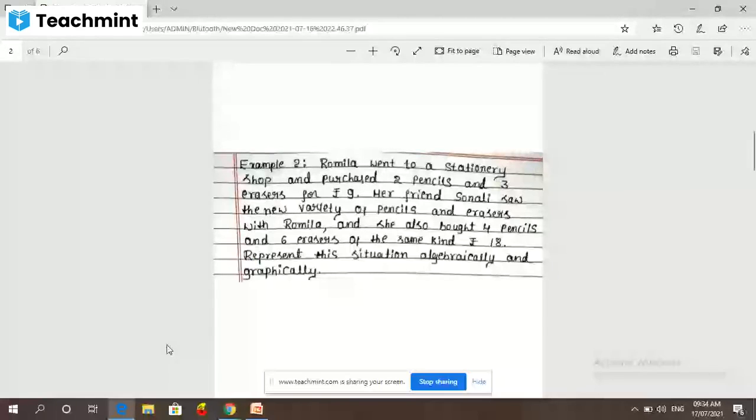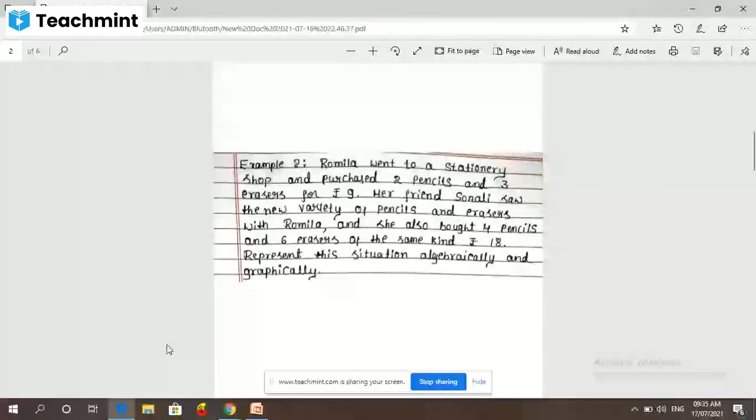For the two situations we have to take a separate pair of linear equations in two variables. So can we solve this problem on the board? Now you have to keep that counting in your mind. Romila purchased 2 pencils and 3 erasers for a total of ₹9. And her friend Sonali bought 4 pencils and 6 erasers, total amount ₹18. Here, are you observing the two characters? Pencil and eraser, and Romila and Sonali.